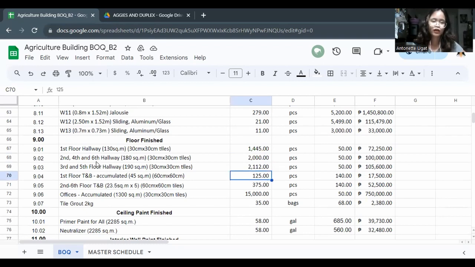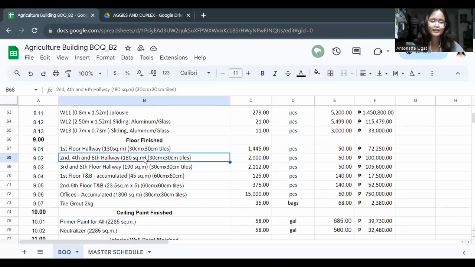So for the first floor, the second, fourth, and sixth floor hallways are the same in square meters or in area, because the placement of the rooms or the classrooms is the same for these floors. So the second, fourth, and sixth, as well as the third and fifth.